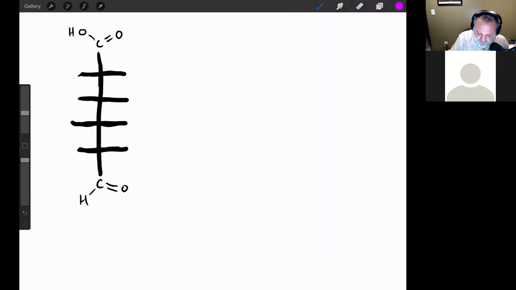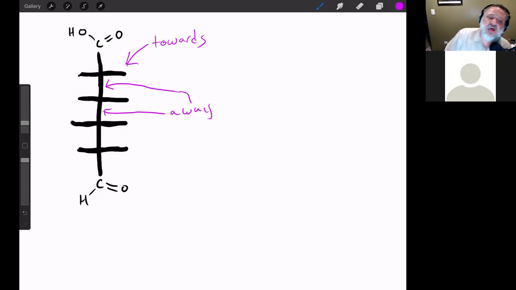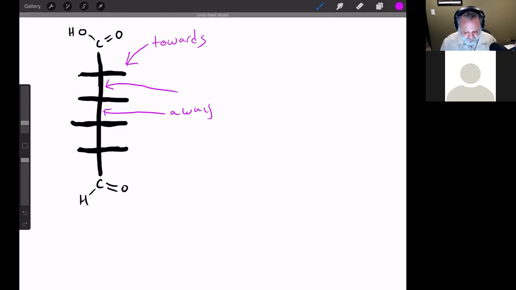So I don't have to draw wedges and dashes. I know that this bond is coming towards, and these bonds, these are going away. The Fischer projection allows us to do this and to have a consistent way of viewing the bonds without drawing wedges and dashes. And so again, horizontal is towards, I said it wrong again, horizontal is towards and vertical is away.